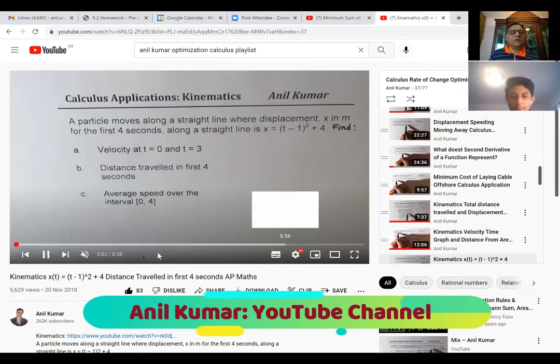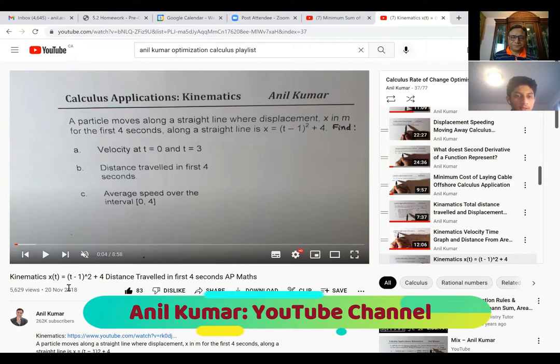So in higher order derivatives, one of the major problems is to find the distance, right? So can you read the question? A particle moves along a straight line where displacement x in meters for the first 4 seconds along a straight line is x equals (t minus 1) squared plus 4. Find the velocity at t equals 0 and t equals 3, the distance traveled in the first 4 seconds, and the average speed over the interval from 0 to 4.